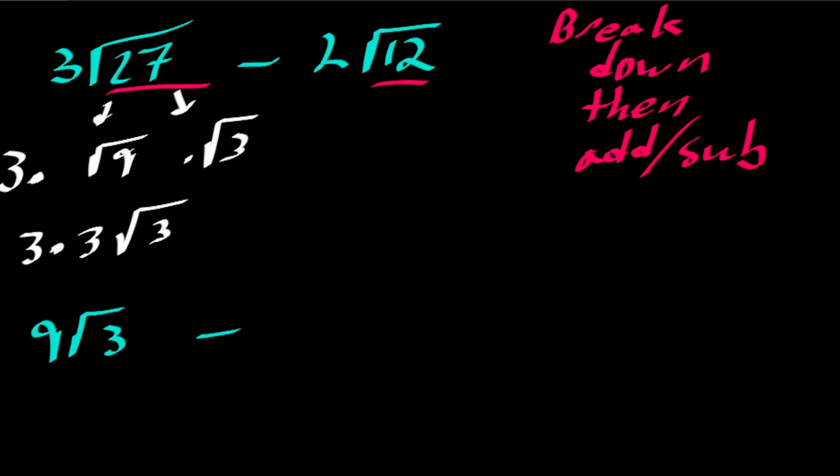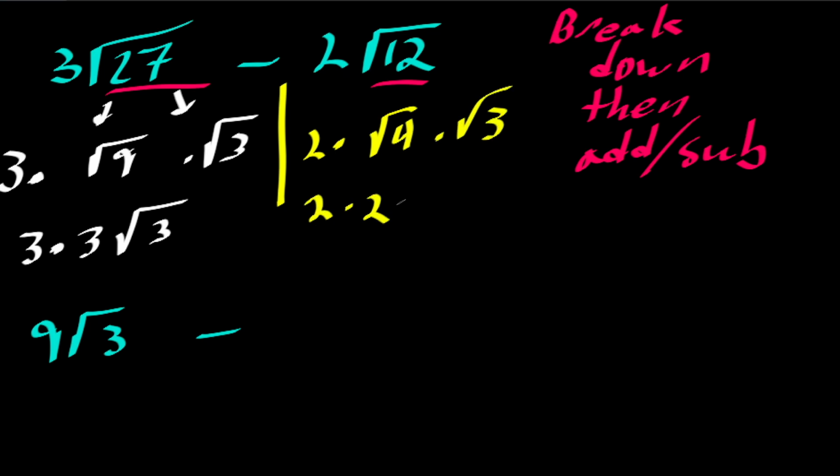Now we're going to subtract that by, and we're going to do the exact same thing with 2 radical 12. So we've got 2 times, let's see, we can break down the square root of 12 with the square root of 4 and the square root of 3. And then we've got 2 times 2 radical 3. So we've got 4 radical 3.